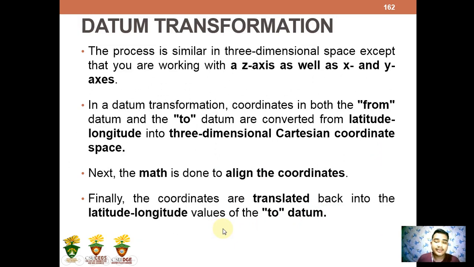The process is similar in three-dimensional space except that you are working in the z-axis as well as x and y-axis. In a datum transformation, coordinates in both the from datum and the to datum are converted from latitude, longitude into three-dimensional Cartesian coordinate space like x, y, and z. No? Next, the math is done to align the coordinates. So, ang mathematical formula na ang bahala to align those coordinates. And finally, the coordinates are translated back into the longitude, latitude values of the two datums.